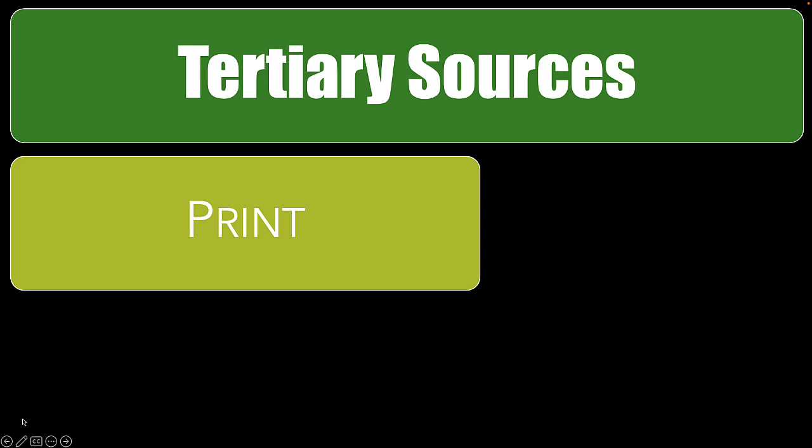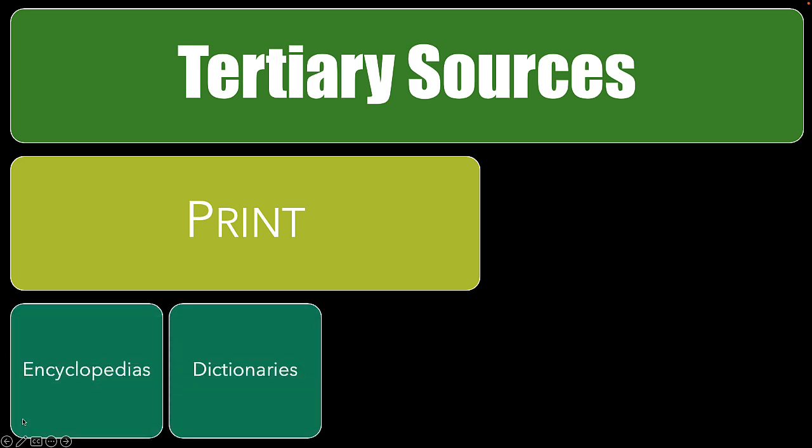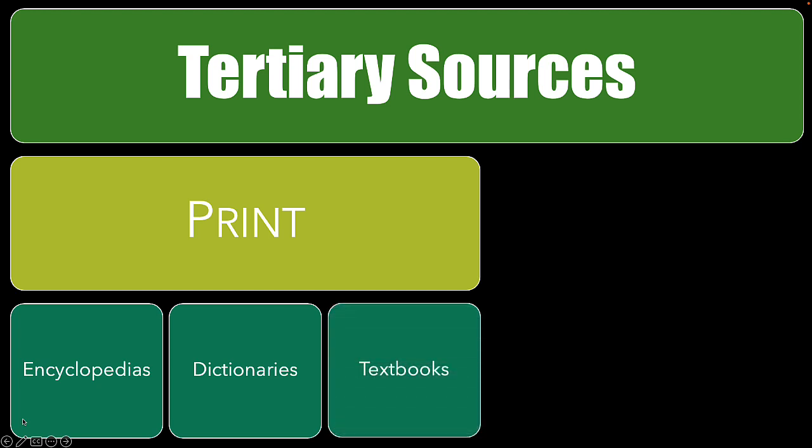But what about tertiary sources? Well, the first thing to note is that tertiary sources generally take two forms. First, you can find them in print. Examples of print tertiary sources include encyclopedias, dictionaries, indexes, textbooks. Really anything that you can think of as like a sort of reference item is generally a print tertiary source.